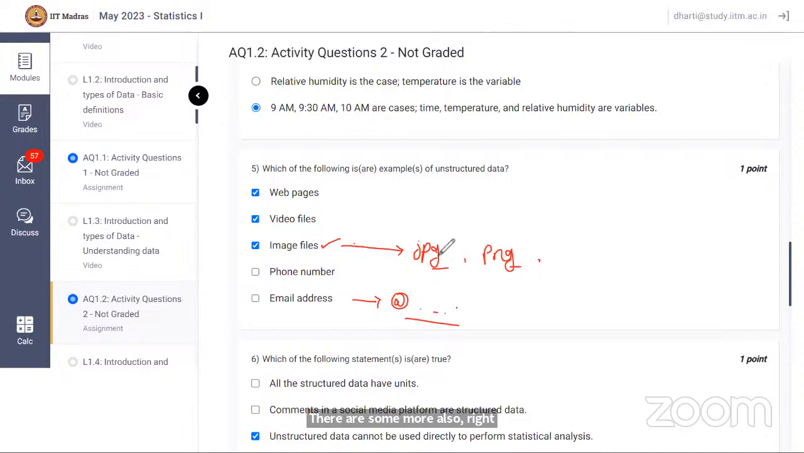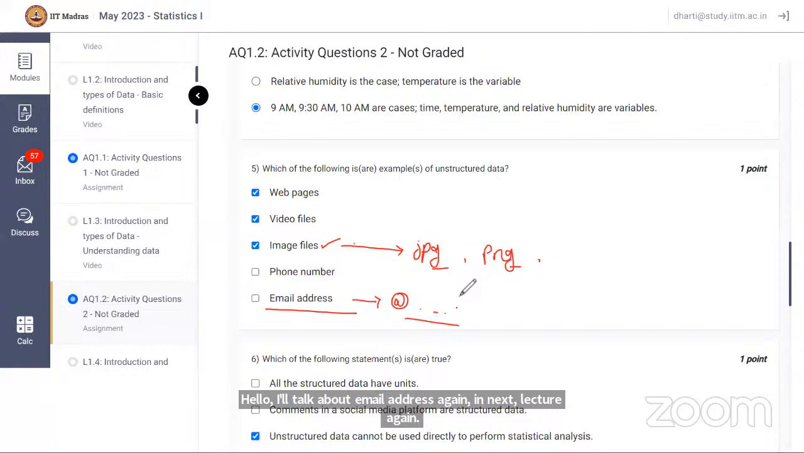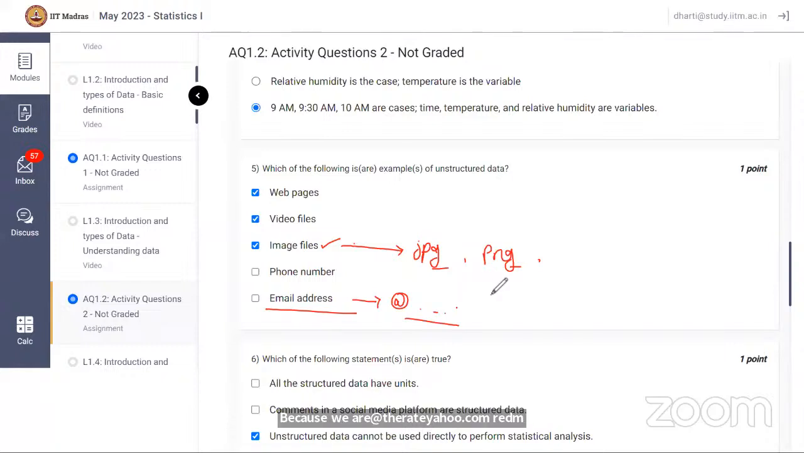Okay, ma'am. In that case, shouldn't email address follow the same thing? Like we should be specifying which domain we are including all the data for. Yeah, for email address, I will talk about email address again in the next lecture. Because at the rate yahoo.com, redmail.com, all these are there. Because it's not Gmail, it's email. So yeah, the point is valid.